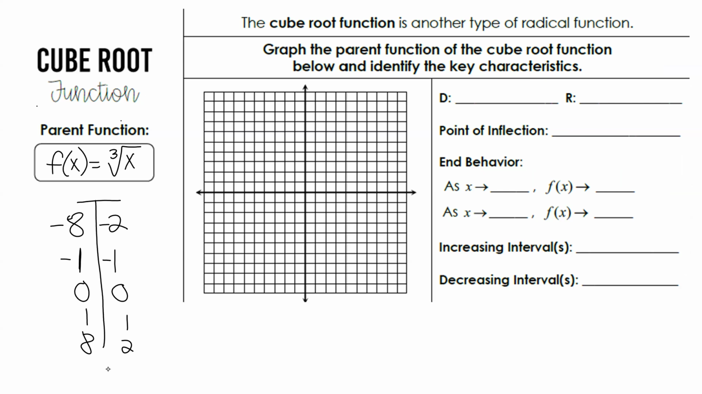Okay, and then just graph the points. So -8, -2, 1, 2, 3, 4, 5, 6, 7. -8, -2 is right here. -1, -1 is there. 0, 0 is there. 1, 1, 8, 2. Okay, so this is what the cube root looks like.